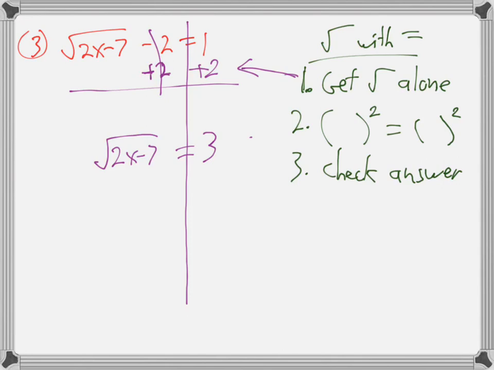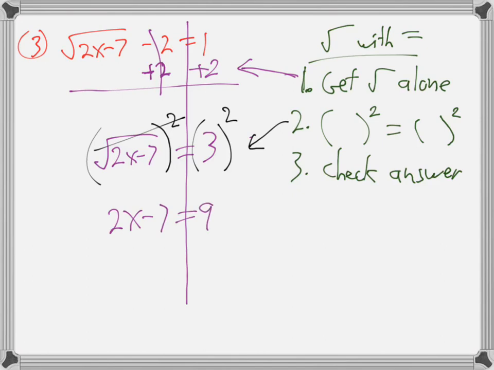What's the answer on this thing? X equals 8. Yeah, I think it's 8, isn't it? So we parenthesis 2 power, that's the second step. Parenthesis 2 power both sides. A root cancels a square. And we get 2x minus 7 is 9.